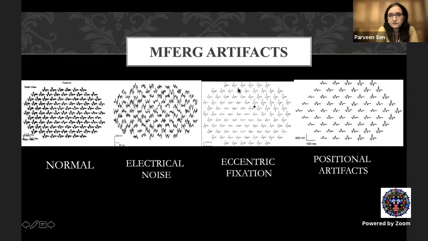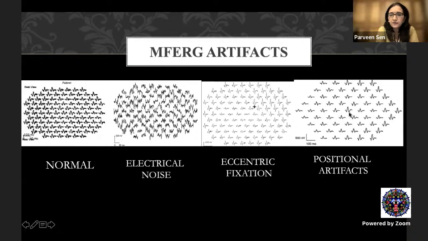Here you see the fixation: the waveform here is of very high amplitude, while in the center it is of low amplitude. This cannot be explained by any pathological condition. This is usually eccentric fixation. You must rule out eccentric fixation: ask the patient to fixate, and see whether it still persists before you interpret this. Then there are positional artifacts. You can see that here they are somewhat bigger, and then here they become smaller.